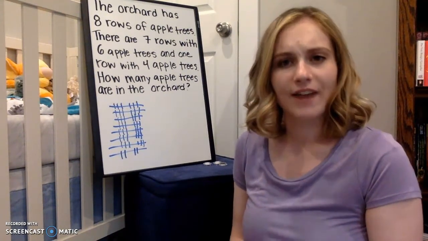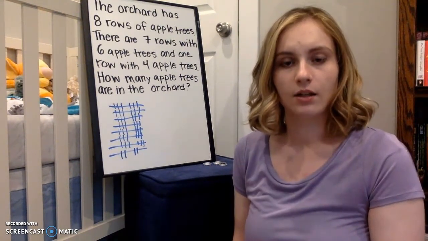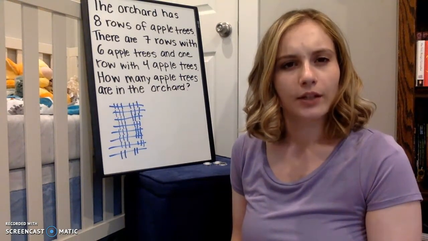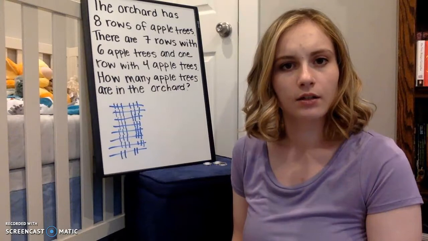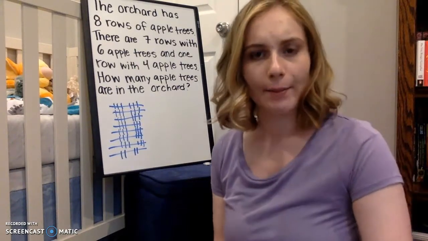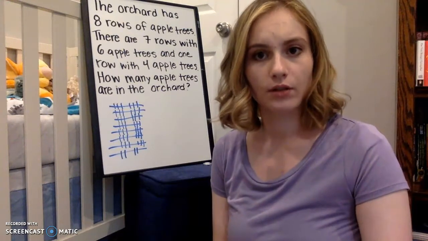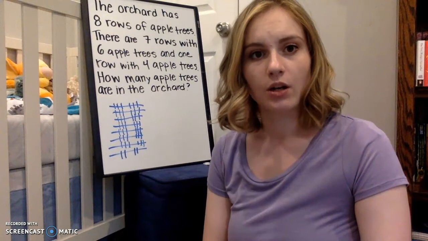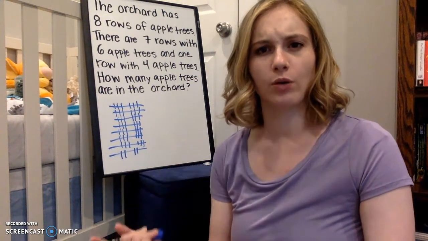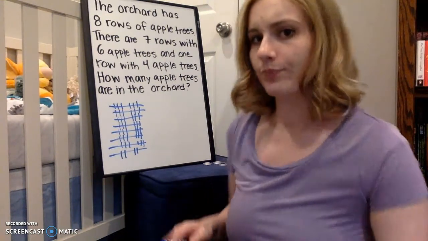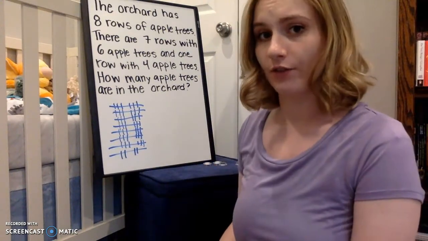Now I have to identify the two questions it's asking. What is my first question? Well, I'm looking at it. I think my first question is how many apple trees are in 7 rows? That's the first thing I have to figure out. And then I have to figure out how many is in that one other row with the 4 apple trees, right? So let's do my equation for this.